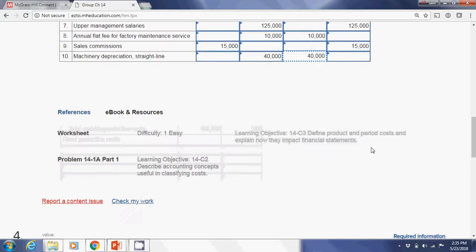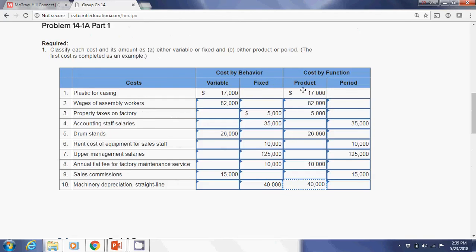Fixed product. So I look for the things that are fixed and product combined. The first one is property taxes on the factory. We all see that. Not this one, because that's a period. Not this one, it's period. Not this one, it's period. Then we do have the annual flat fee for maintenance, and we have the machinery depreciation, straight line. So we're going to do property taxes on the factory, annual flat fee for maintenance, machinery depreciation straight line.